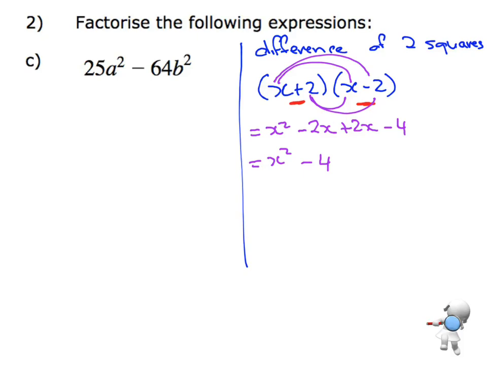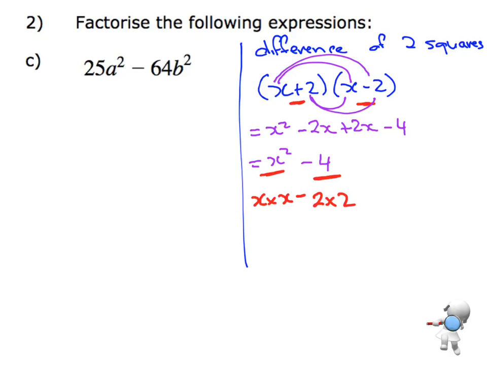So what I notice when I do this difference of two squares is that the middle term, that x term, always disappears. And the number by itself is itself a square, because that's just 2 times 2. And x squared is itself a square, x times x. And so that is a pattern that I've learnt to recognise.